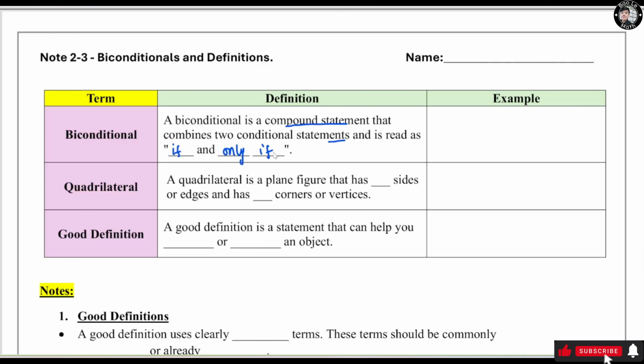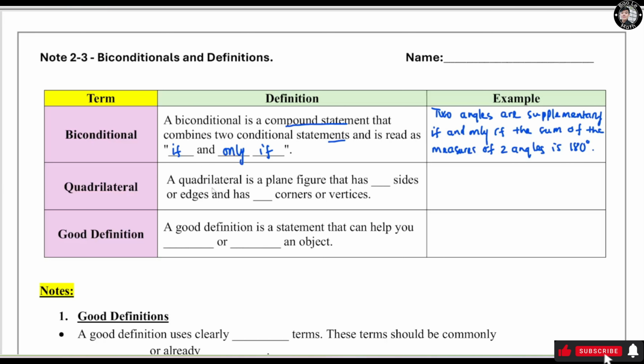An example of a biconditional statement is: two angles are supplementary if and only if the sum of the measures of the two angles is 180 degrees.